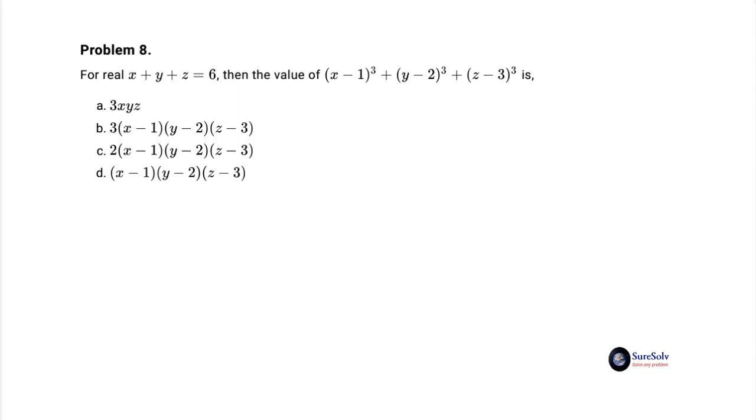If you add the three terms x minus 1, y minus 2 and z minus 3 from the direct sum of cubes, you get x minus 1 plus y minus 2 plus z minus 3 equal to x plus y plus z minus 6 equal to 0 from the given expression. This is the key pattern discovery. With the sum of the expressions as 0, sum of their cubes will be 3 times their product. That is 3 times x minus 1 times y minus 2 times z minus 3.